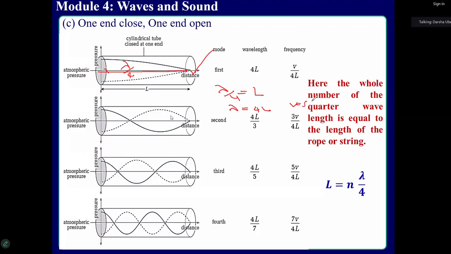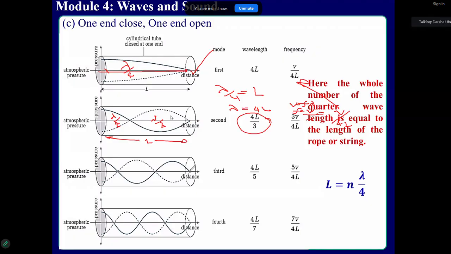V is equal to F lambda. F is equal to V over lambda now again. So then V over 4L. So it is here, V over 4L. Right? So in the second case, what's happening? In the second case, there will be a full loop, one loop. So that is lambda over 2. And here another quarter will be there, that is lambda over 4. Altogether, this is 3 lambda over 4. Then when you equate that to L, you get lambda is equal to 4L over 3.